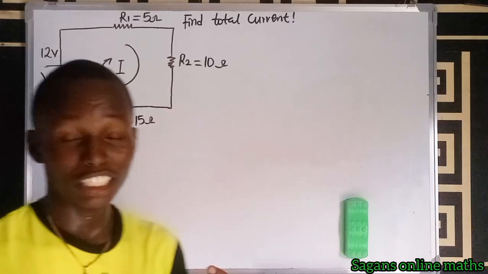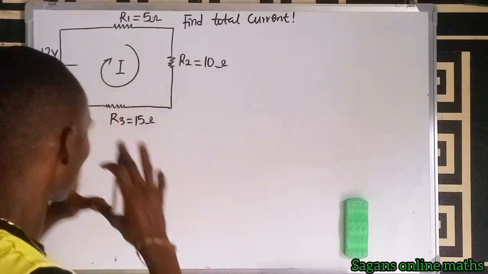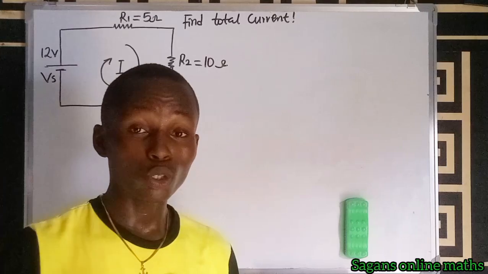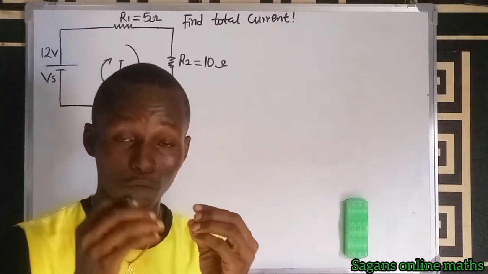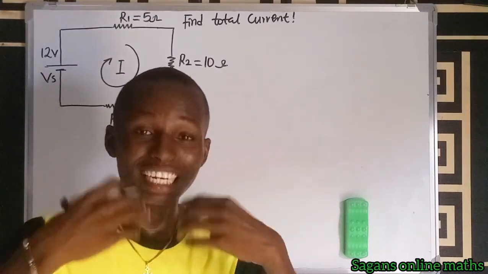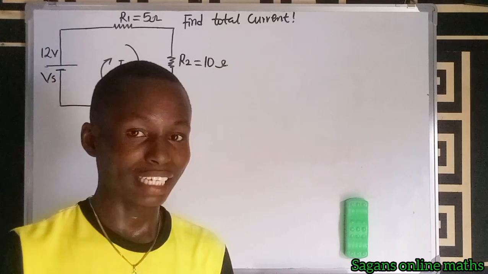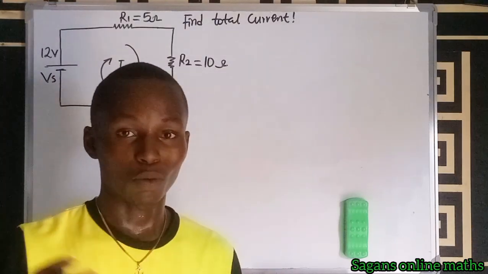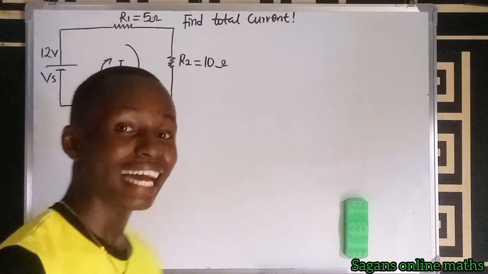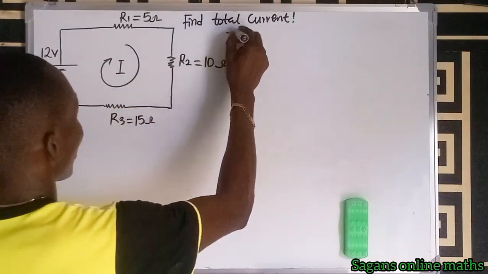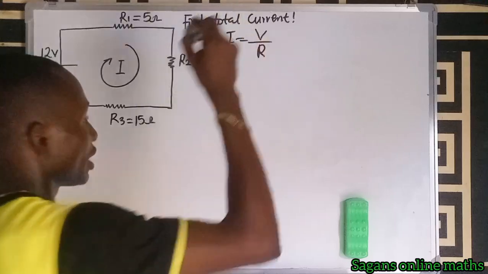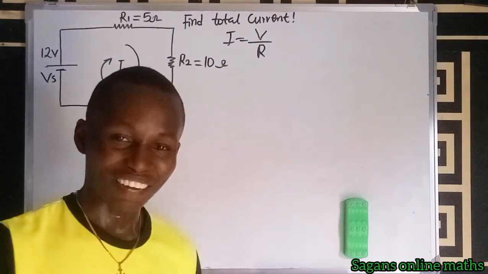Now, do you know one of the interesting things about this? If you're focusing on a question like this, what you have to understand is Ohm's law. Remember that Ohm's law states that the current that flows in a metallic conductor is directly proportional to the voltage, and inversely proportional to resistance, provided that the temperature remains constant. That means our I, which is our total current, is equal to V divided by our total resistance. Wow, this is amazing.